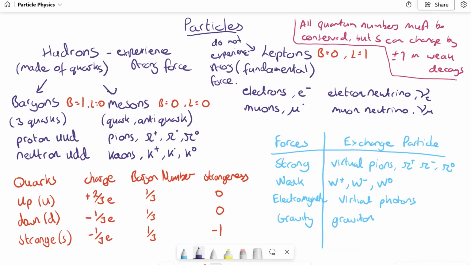And the fact they don't experience the strong force is important when we're looking at decays, because if we have just hadrons, it could be the strong force or the weak force. If we've got hadrons and leptons, it must be the weak force that is mediating that interaction. So if we've got hadrons and leptons, because we know it's a weak force, so it could be a weak decay, that means strangeness comes into play and could change by plus or minus 1.